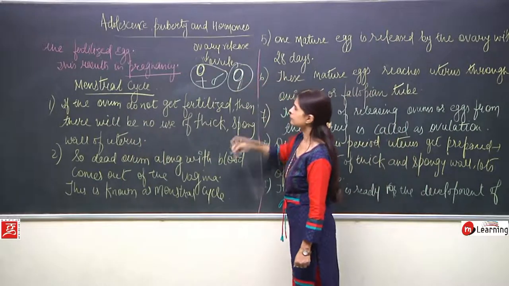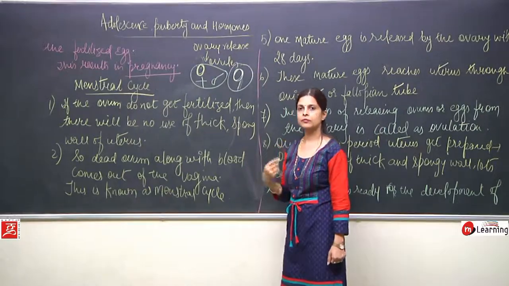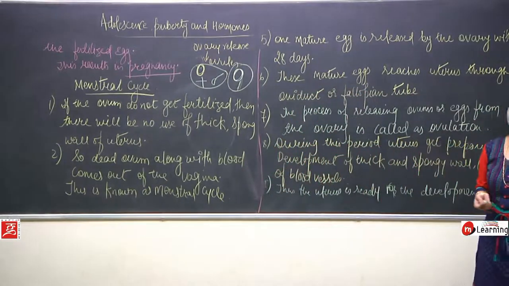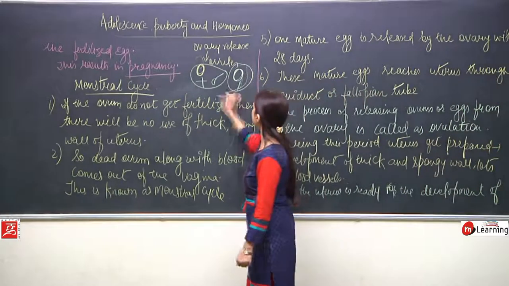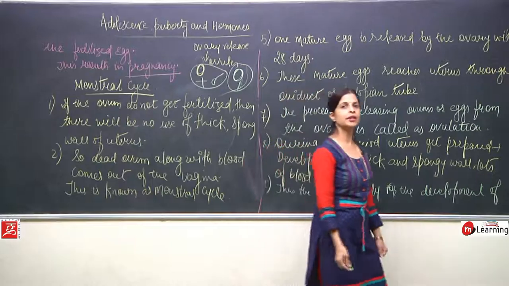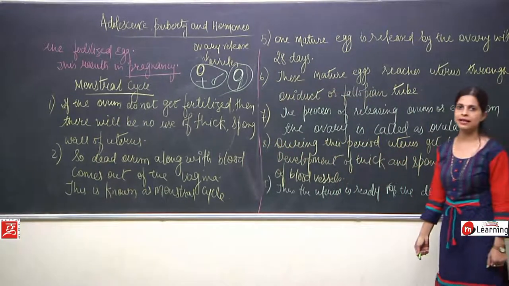This egg, this ovum will be of no use. Along with that, the thick wall and the spongy wall of uterus will also be of no use. Okay, so all this is thrown out of the body through vagina within every 28 days. This is known as menstrual cycle.